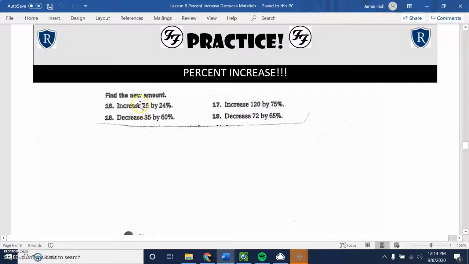I'm going to do 16 and 18, an increase and a decrease. You're going to do 17 and 19 on your own, okay? So copy these down in your notes. All right, here we go.